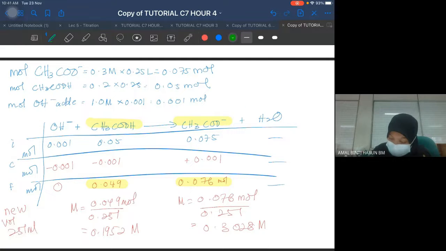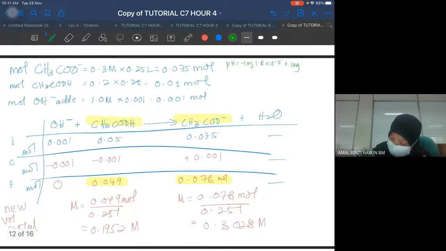Sini saya tulis pH sama dengan negative log Ka 1.8 exponent negative 5 plus log salt dia 0.303 over weak acid 0.195. Dan kalkulator dapatlah 4.94.